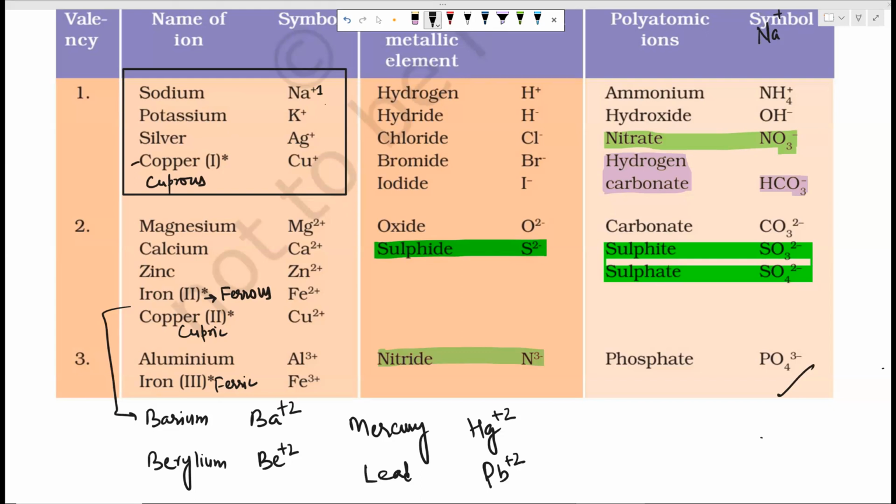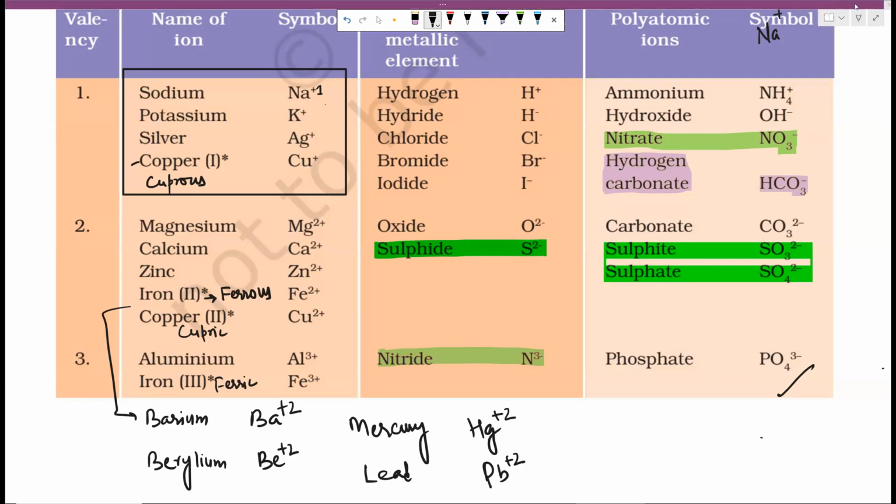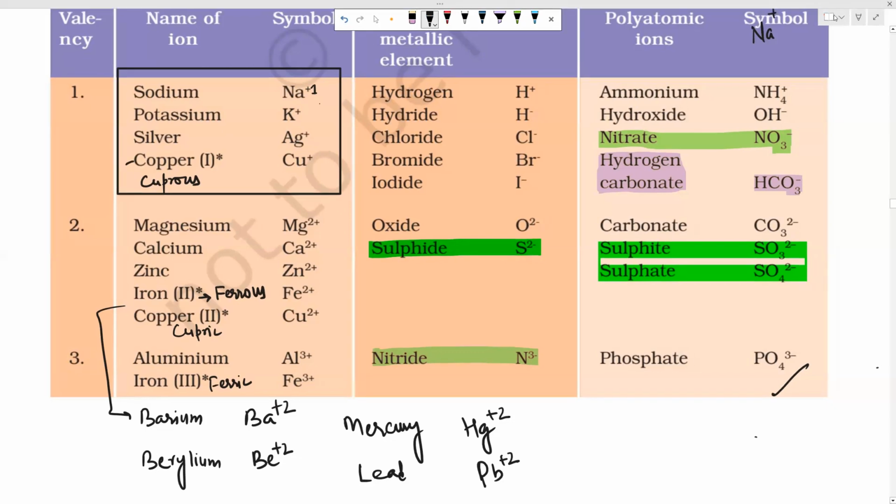from this chart only. 40%. The remaining 60% you will learn from the chapters. But if you don't know this 40%, you will not be able to get anything from the remaining 60%. So this is the 40% of the chemistry that you will learn from this, because you know how to write the chemical formula with the help of this chart.